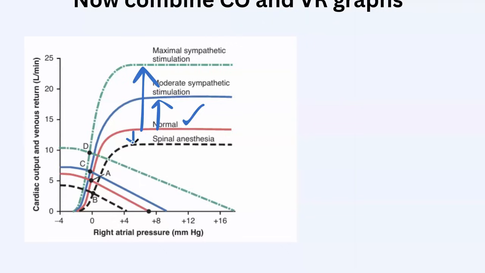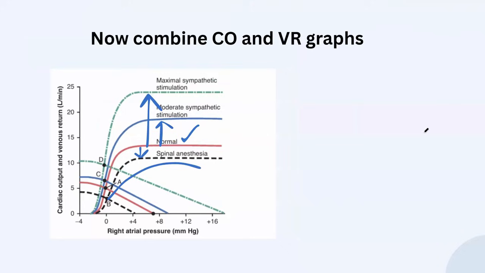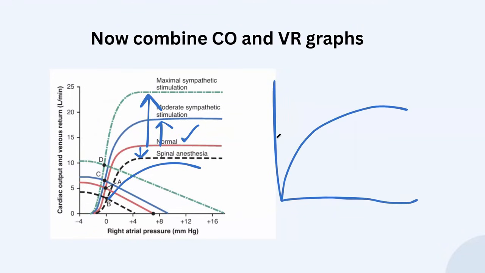the graph, the cardiac output graph drops, okay, and the venous return graph also drops. So you have depression of both. This is very important to remember. This was in the slides. So I want to draw this out for you. This is the graph, okay, and this is the normal. This is the normal cardiac output, and this is the normal venous return, okay?